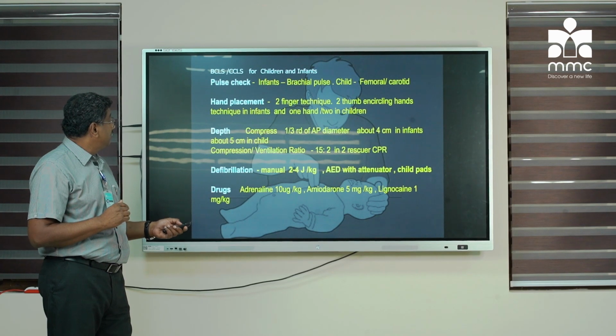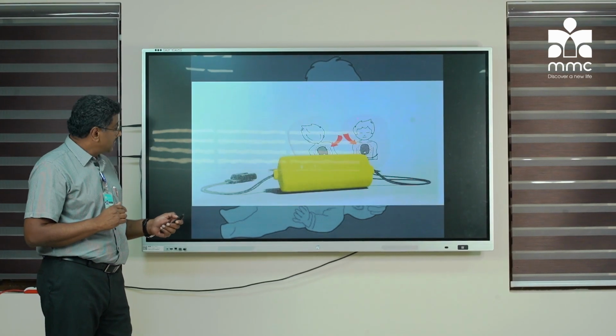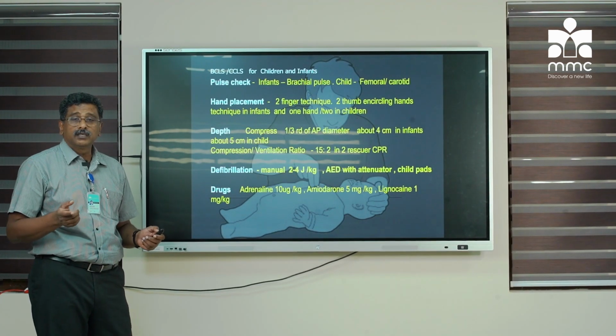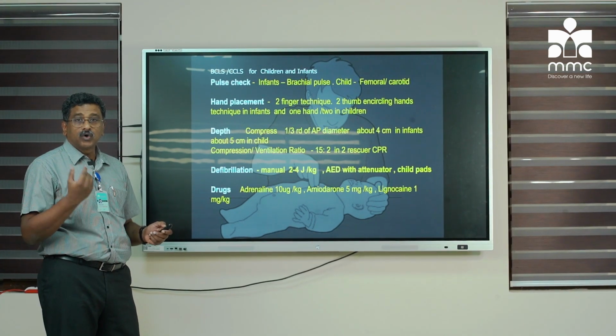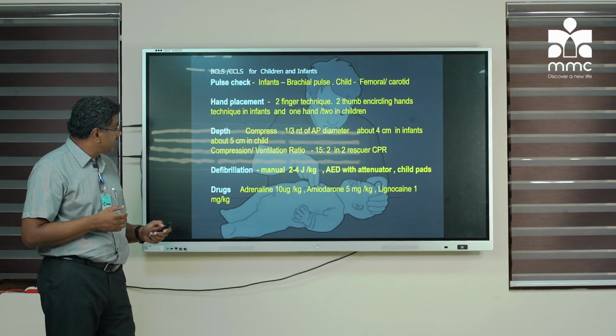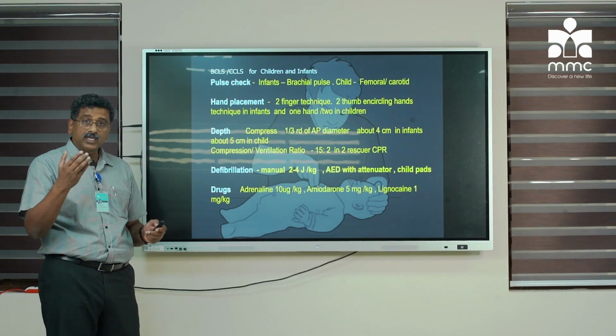Now coming to the defibrillation part, you know that in adults we give 360 joules with a monophasic defibrillator, and with a biphasic we give around 200.